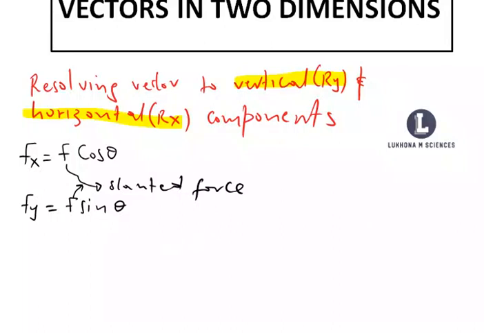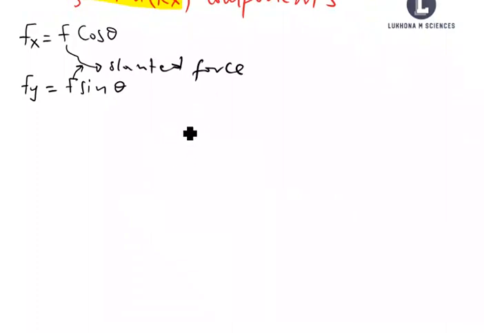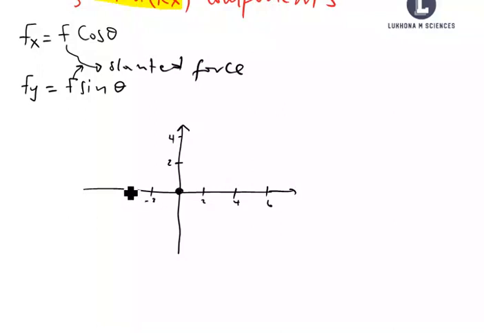So let's have an example. If, for example, you are given forces on a Cartesian plane, let me just say we have 2, 4, 6, and then we have -2, -4, -6, for example.